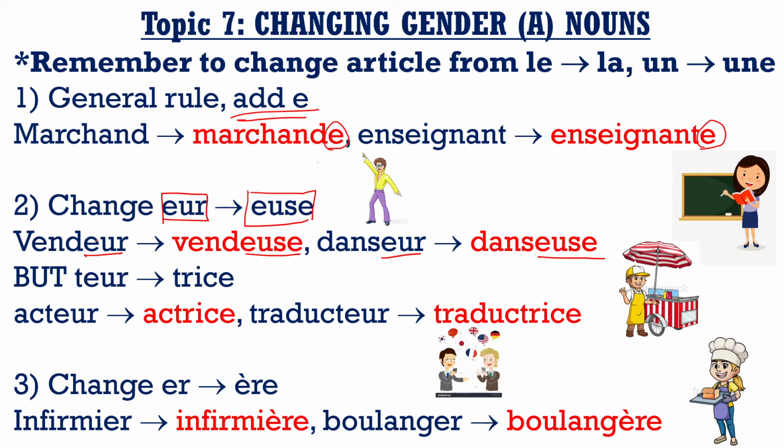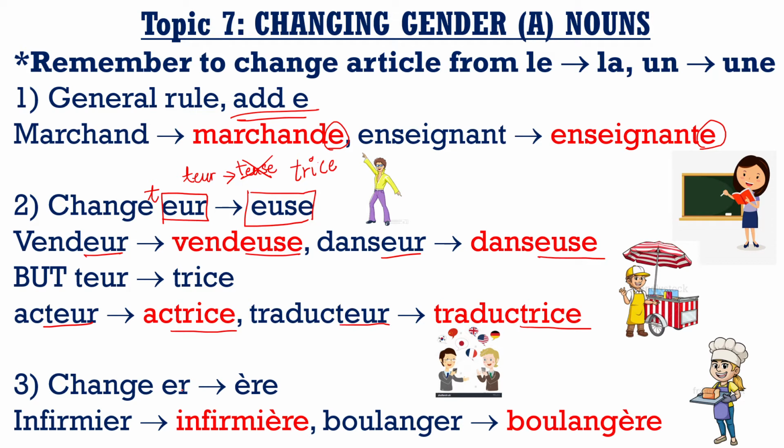But if you have t before the eur, then it doesn't become teuse. Teur becomes trice. This is an exception of a sort. So acteur becomes actrice, teur becomes trice. Actor, actress. Traducteur, teur becomes traductrice. Translator, female translator. Teur becomes trice.